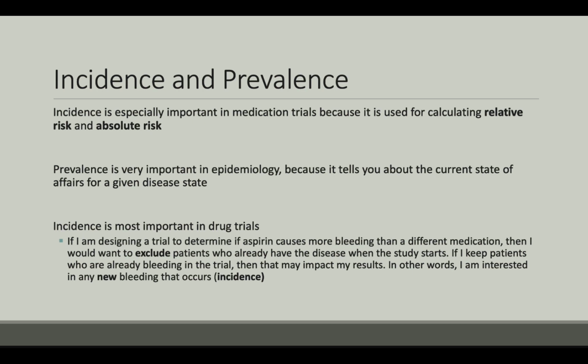Incidence is especially important in medication trials because it is used for calculating relative risk and absolute risk. Prevalence is very important in epidemiology because it tells you about the current state of affairs for a given disease state. So incidence is most important in drug trials. If I'm designing a trial to determine if aspirin causes more bleeding than a different medication, then I would want to exclude patients who already have the disease when the study starts. If I keep patients who are already bleeding in the trial, that may impact my results. In other words, I'm interested in any new bleeding that occurs, incidence.